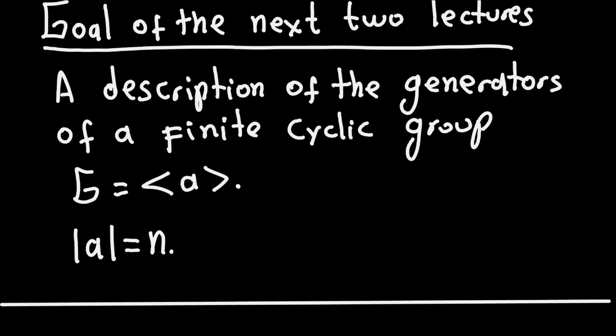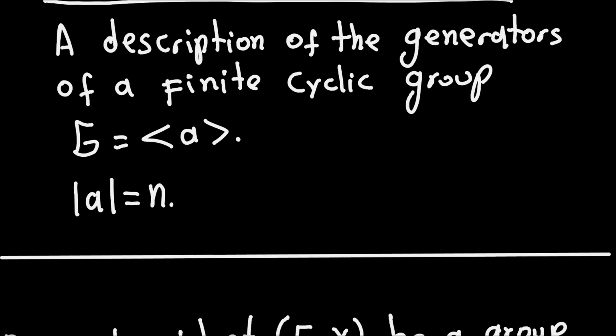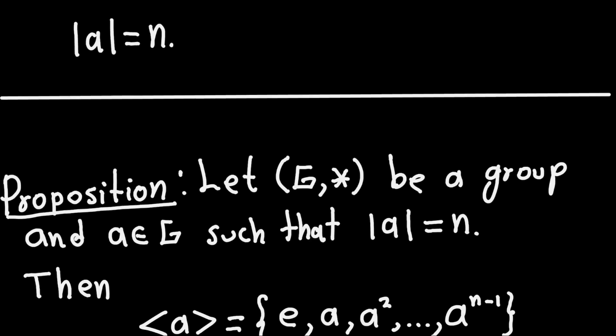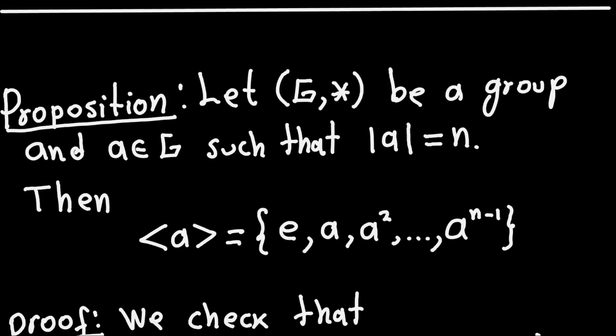Now, we won't be able to achieve this goal in this lecture because there is a little bit of background we have to cover, but we will do it in the second lecture. So I'm going to start by looking at a proposition. The proposition is going to tell me what are the elements of the group generated by a single element A, when this element A has finite order. So assuming that you have a group, you have an element of order n, and here n is a natural number.